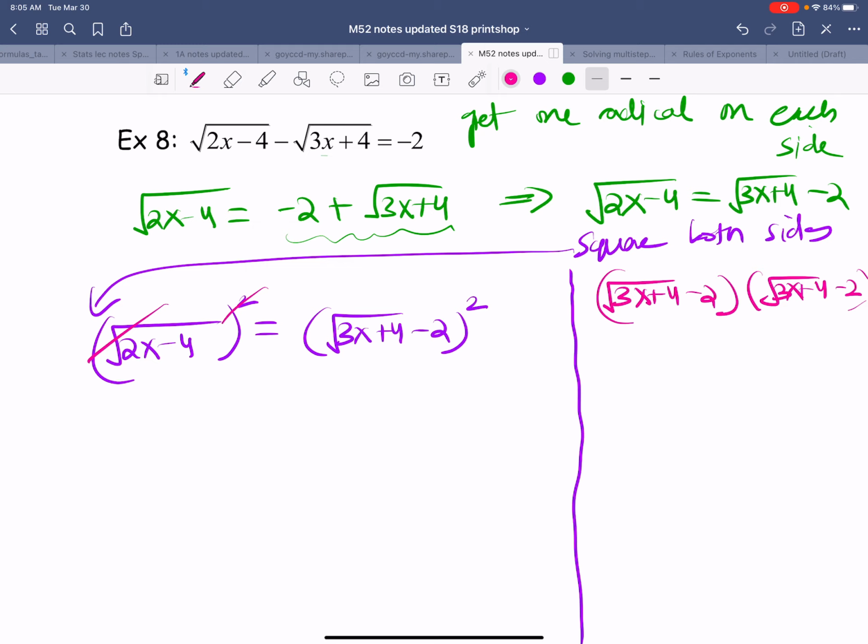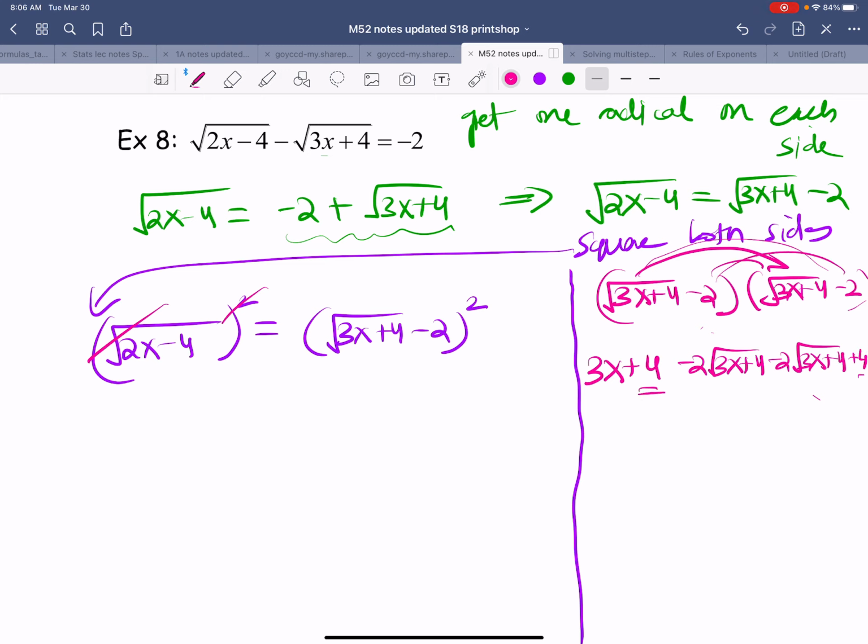Okay, now let's see. We are going to be FOILing. When we multiply first times first, this will turn out to be 3x plus 4. We concentrated on this when we multiplied the radical expressions. So we've done examples of multiplying a binomial like this with another binomial. Outer times outer would be negative 2 root 3x plus 4. Inner times inner would be negative 2 root 3x plus 4. Last times last would be positive 4.